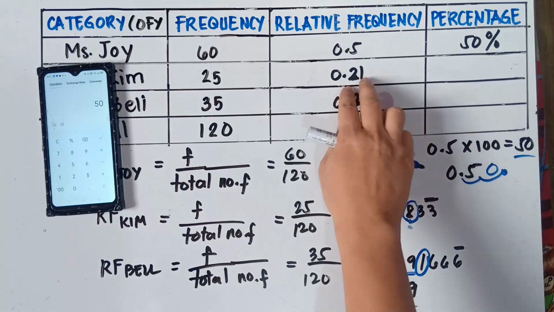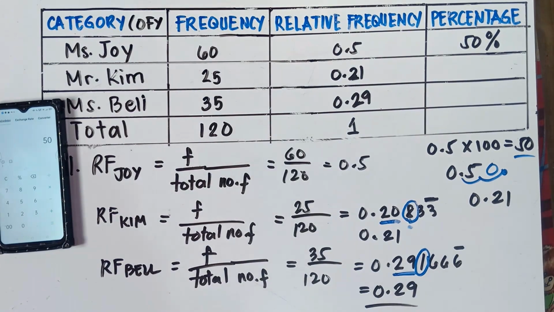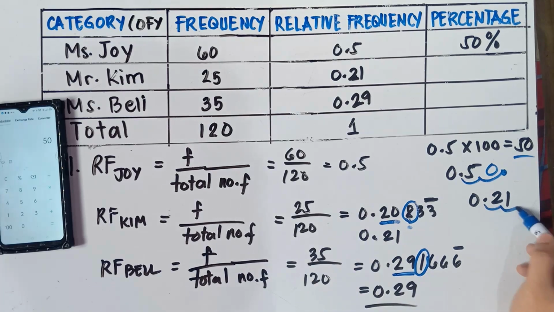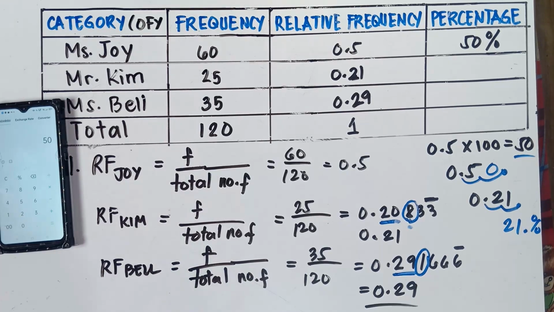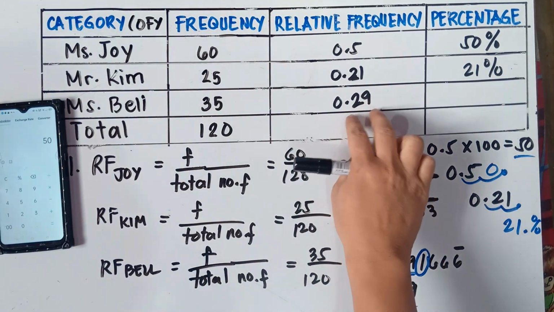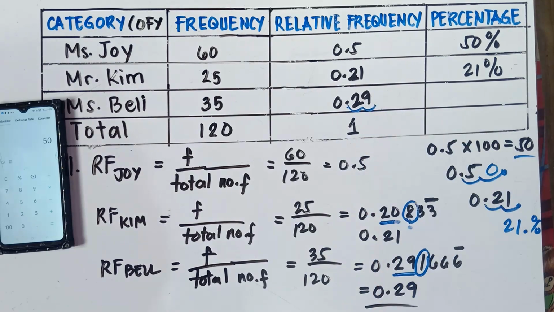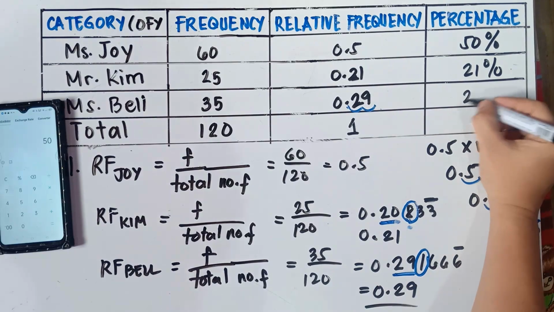So example number 2, this one for Mr. Kim, 0.21. To get the percentage, simply move the decimal point to the right twice. 1, then 2, and the answer will be 21. The decimal point will be here. Then do not forget percent. So this is 21%. And then 0.29, simply move the decimal point twice. 1, then 2. So the answer is 29%.